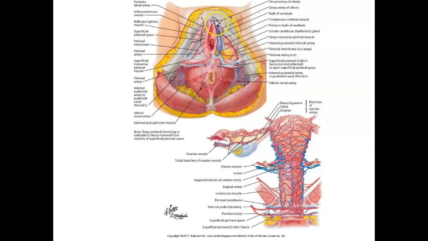So you can see that erectile tissue, and the external urethral orifice where the urethra is exiting, and the vaginal orifice here, within the vestibule, again, that external vaginal orifice.